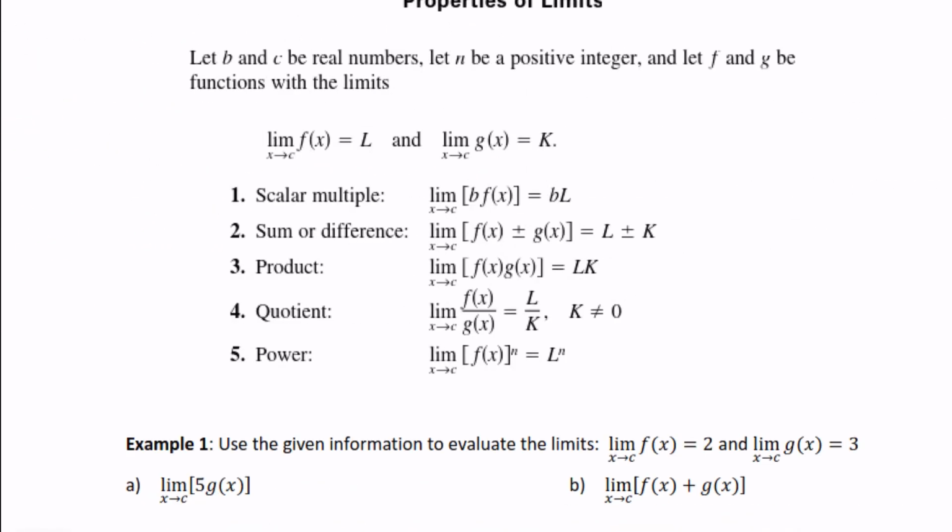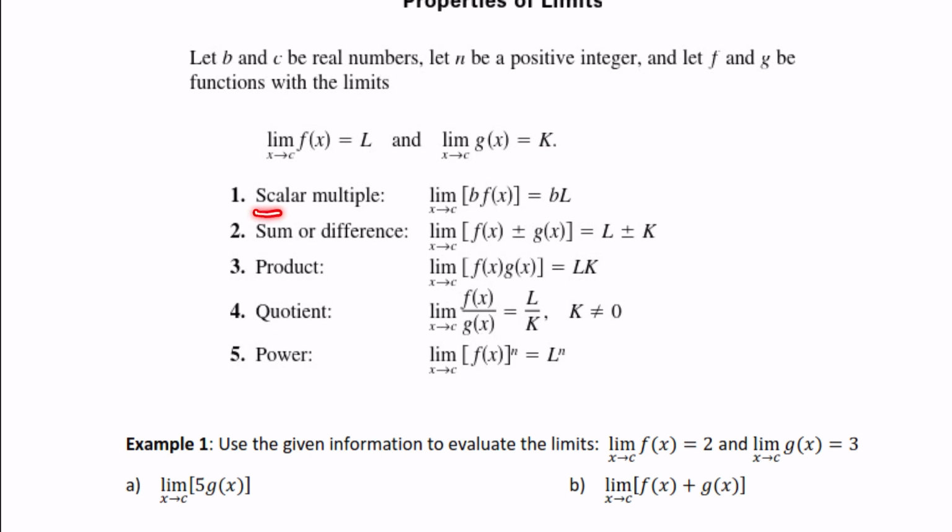So this is what we call the method of direct substitution. Let's proceed. Now, let's look at some properties of limits. Let B and c be real numbers, and let n be a positive integer, and let f and g be functions with the limits as follows. The limit of f of x as x approaches c equals L, and the limit of g of x as x approaches c equals k.